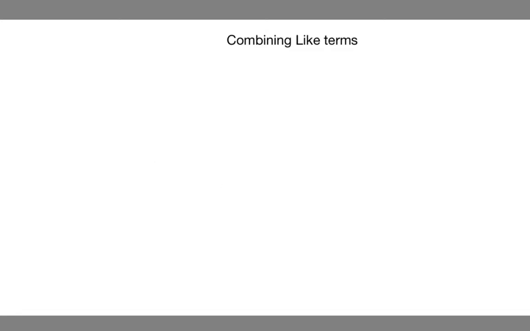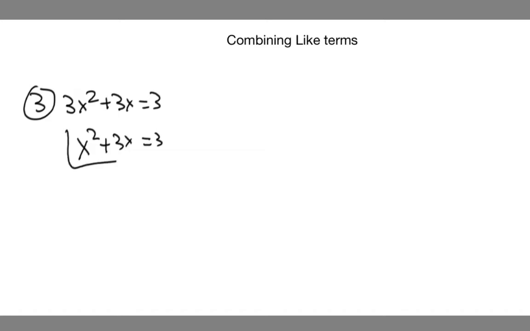Now here's the more difficult and deceiving portion. Let's try this equation here: 3x squared plus 3x equals 3. How would you solve this? Would you try to add the x squared and 3x together just like last time, and think nothing more of it, like we did in the previous examples, or not?